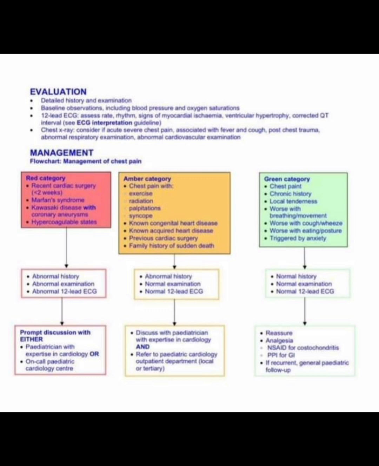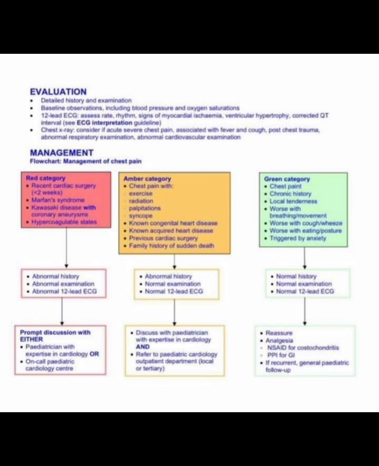Then what are the measures we take? Abnormal history we find, abnormal examination, abnormal 12-lead ECG we find, then prompt discussion with either a pediatrician with expertise in cardiology or the on-call pediatric cardiology center. Now amber category of chest pain, that is chest pain associated with exercise, radiation, palpitations, syncope, known congenital heart disease, known acquired heart disease, previous cardiac surgery and family history of sudden death. Then in the amber category we find abnormal history, normal examinations, normal 12-lead ECG, and then we discuss with the pediatrician with expertise in cardiology and refer to pediatric cardiology outpatient department, local or tertiary.